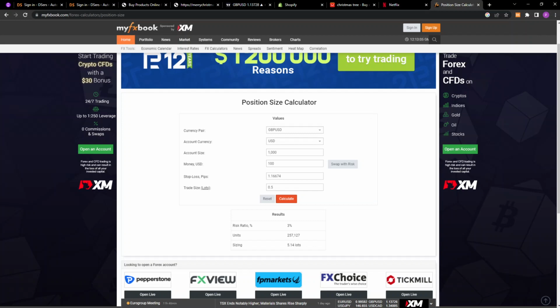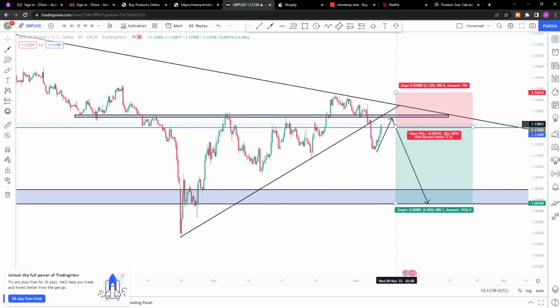So this is how you go about calculating. You put in the currency pair, you put in the currency you want to calculate in. You want to calculate in US dollars. You put your account size and money at risk. How much do you want to risk on this trade? If the market stops here, it's going to be $100.